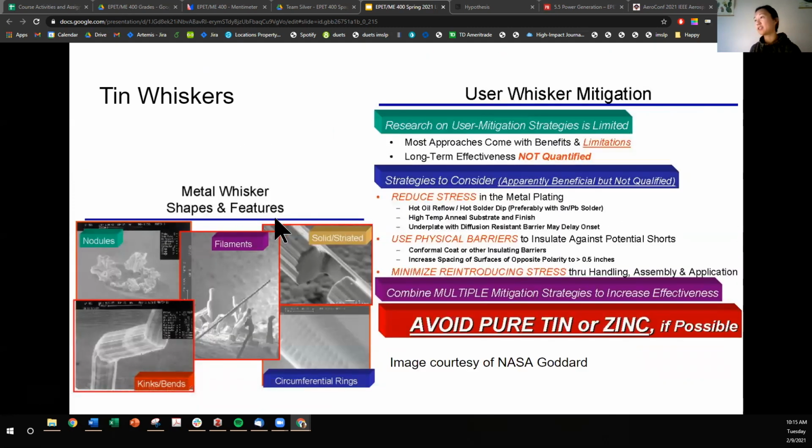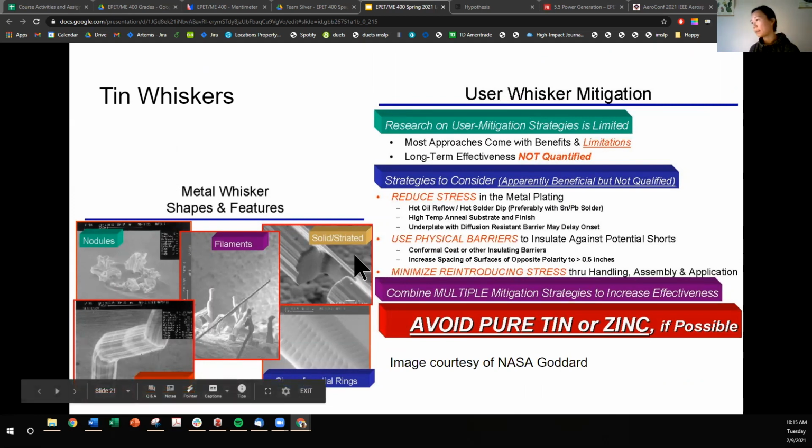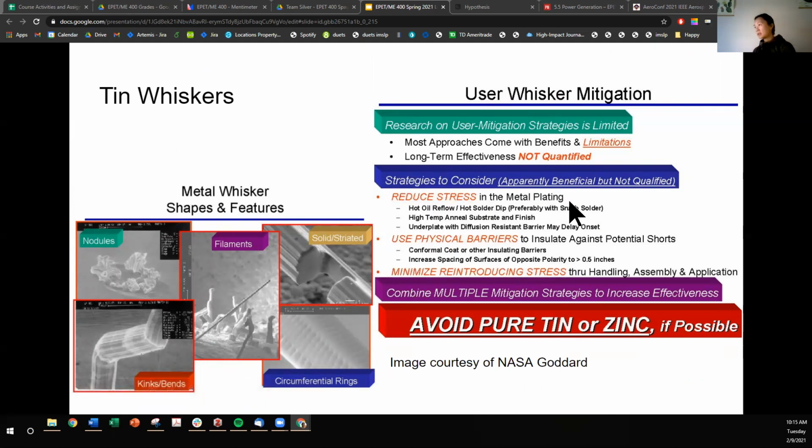Here are some different shapes and features of tin whiskers. They can look like these nodules, kinks, filaments, solids, rings. But these are the ways that we mitigate tin whiskers. Reduce stress on metal plating. And here are some ways to do that. Use physical barriers to insulate.